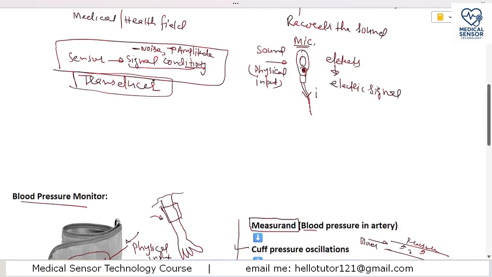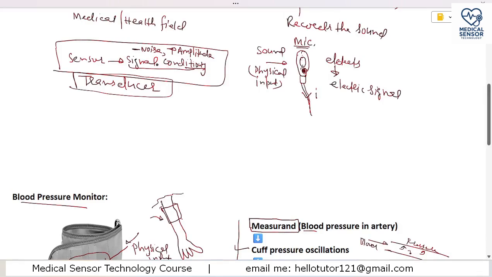Basically, we remove the noise in signal conditioning. Because the signal is low, the amplitude is increased, so that the low signal is converted into a high signal and we can measure it properly. If the signal is too low, we will not be able to measure it correctly. The noise is also very important, so we have to remove it.